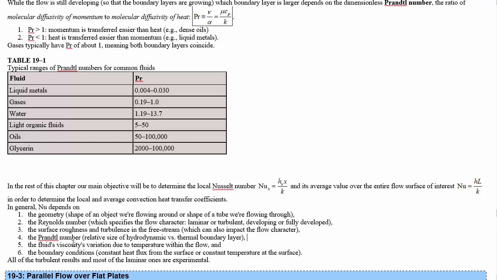It depends on fluid viscosity variation due to temperature within the flow. That one's pretty complicated. But again, anything that would be affecting the way that heat transfers, the convection properties, could affect the Nusselt number. And it depends on the boundary conditions, whether you've got constant heat flux from a surface or constant temperature at the surface. And all of the turbulent results and most of the laminar ones we get are experimental. So regardless of that, we're still going to have relationships that we can use to figure out the Nusselt number, and that's how we're going to get the convection coefficient.